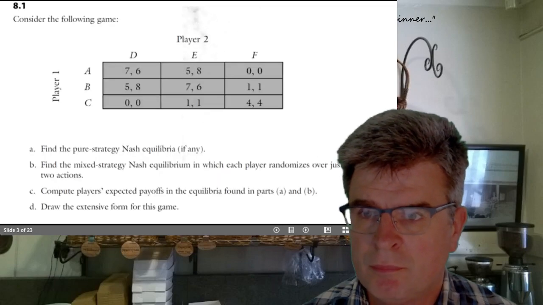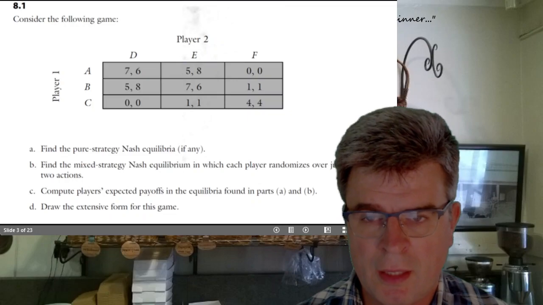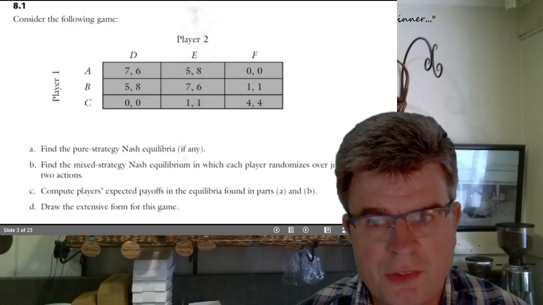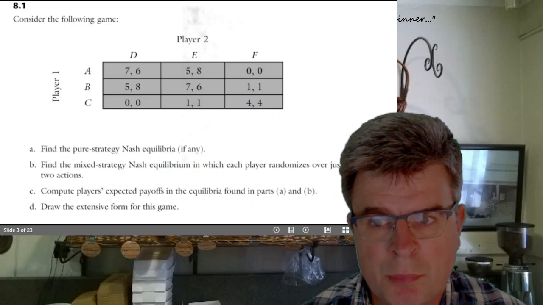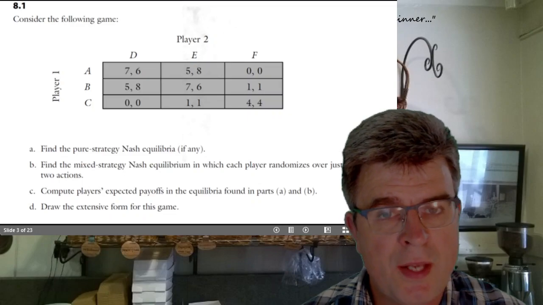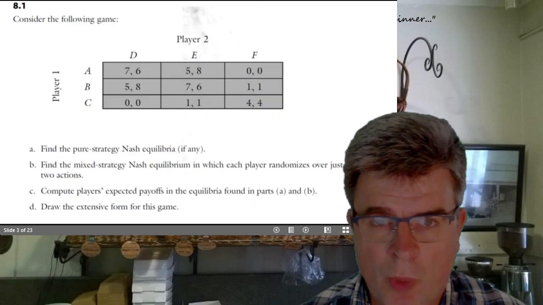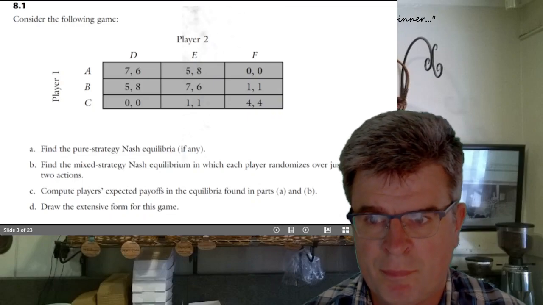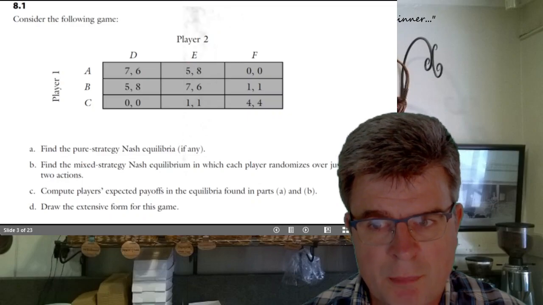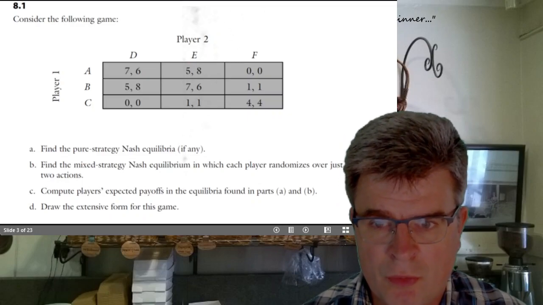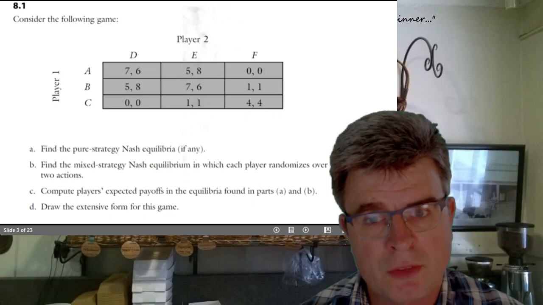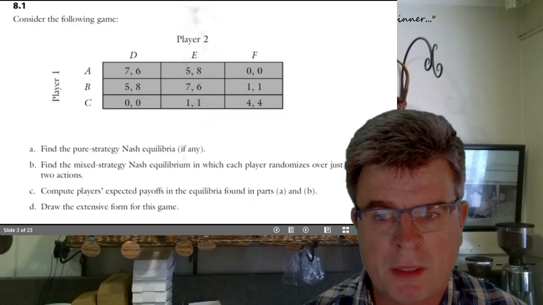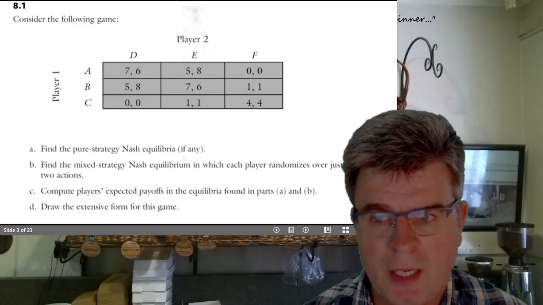is about player 1 and player 2. And each of the players has 3 possible actions or strategies. And in part A you need to find the pure strategy Nash equilibria, if any, because it can happen that there are 1 or more Nash equilibria in pure strategies, but it can also happen that there is none. And part B asks you to find a mixed strategy Nash equilibrium. Well, we know for this type of games there's always a mixed strategy Nash equilibrium. And then in C we need to compute the expected payoffs for the equilibria found in parts A and B.